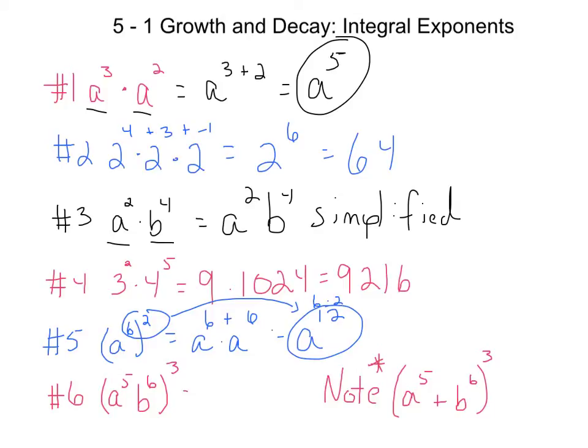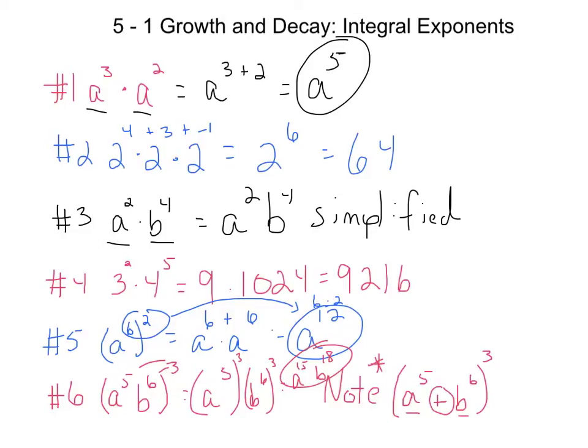And then finally, if you have a monomial with two different variables raised to a power, you multiply both powers. So it would be a to the fifth cubed times b to the sixth cubed. Multiply the powers, answer a to the 15th and b to the 18th. Done, finished, finito.